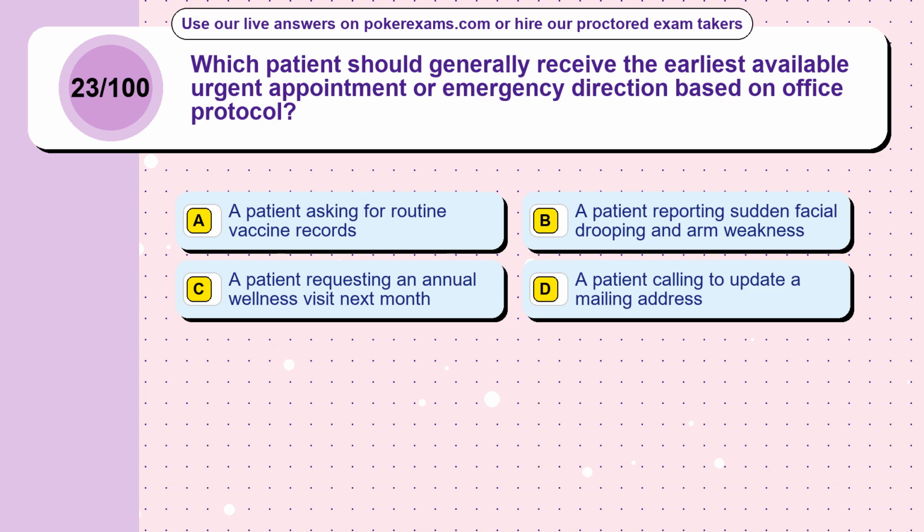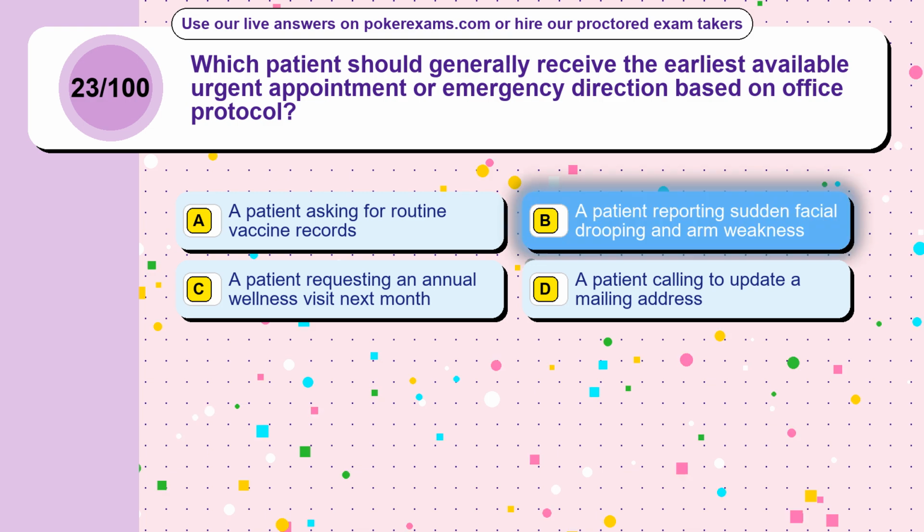Question 23. Which patient should generally receive the earliest available urgent appointment or emergency direction based on office protocol? Option A. A patient asking for routine vaccine records. Option B. A patient reporting sudden facial drooping and arm weakness. Option C. A patient requesting an annual wellness visit next month. Option D. A patient calling to update a mailing address. The correct answer is option B.